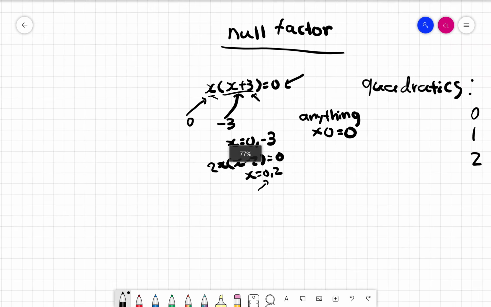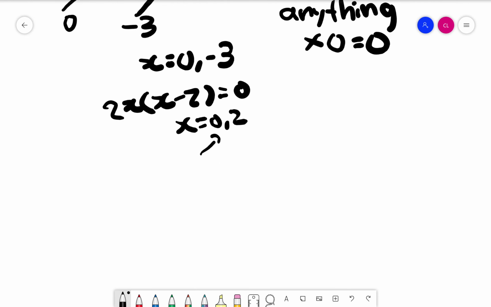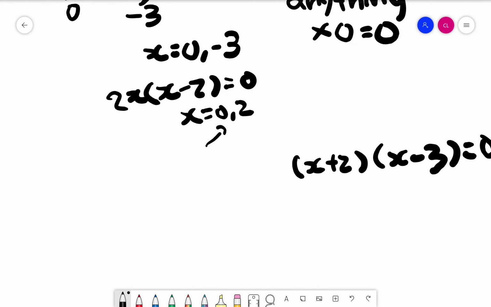Now let's look at something like this: (x + 2)(x - 3) = 0. In this case, again, you want one of the brackets to be 0. To achieve that, once again, you simply reverse the signs. So x equals -2 or 3.